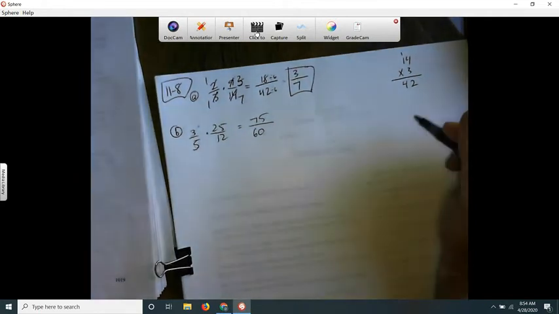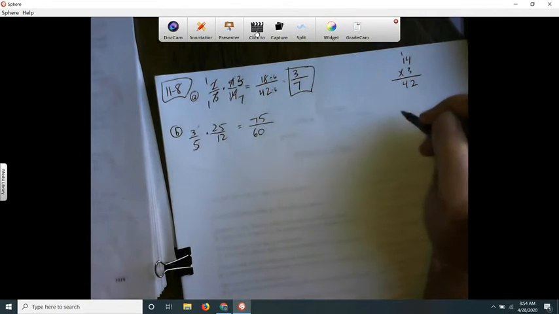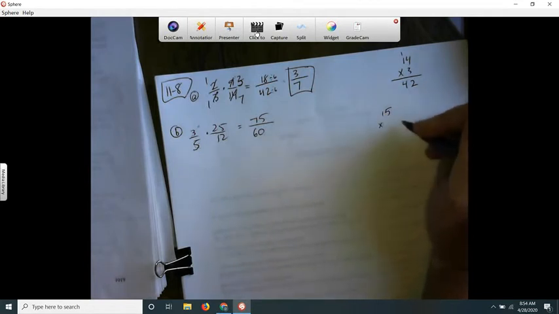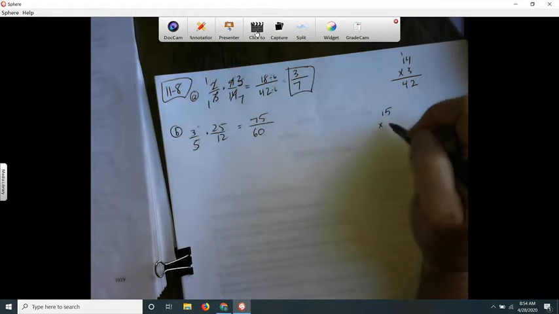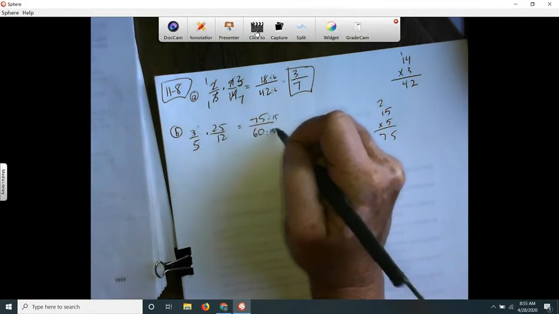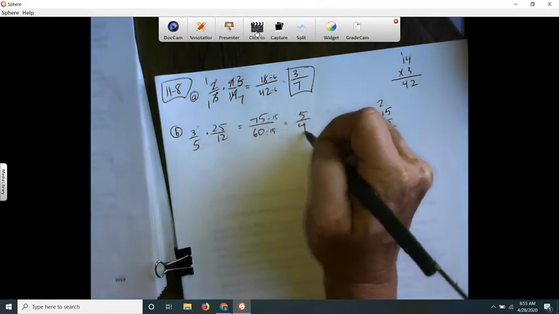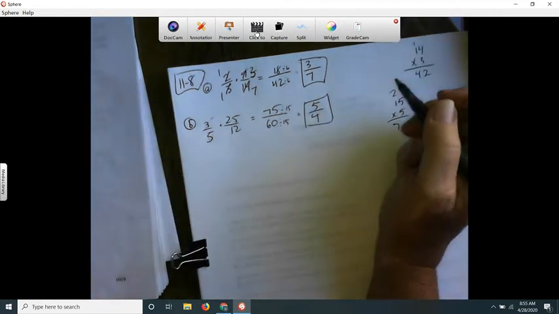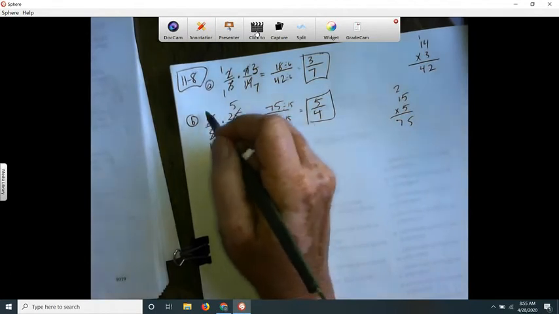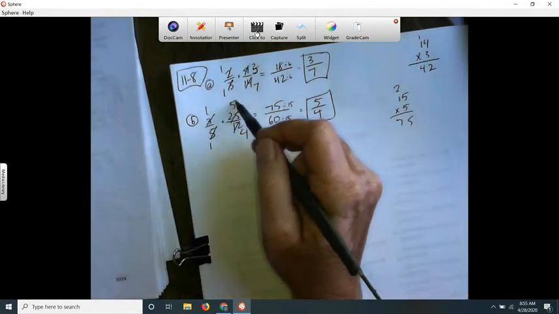Oh, I'm not allowed to use a calculator though. How many times does 15 go into 75? Let's see. 15 times 4 is 60. So 15 times 5 is 75. So if I divide the top and bottom by 15, okay, but normally I wouldn't do it that way. I would go and I'd get my 5/4 right here.